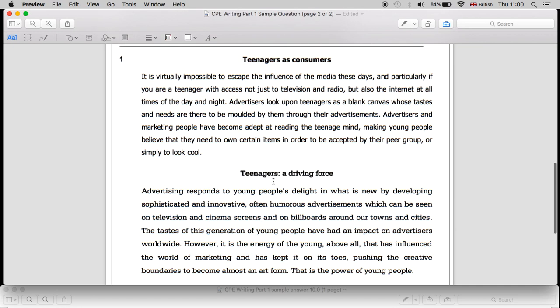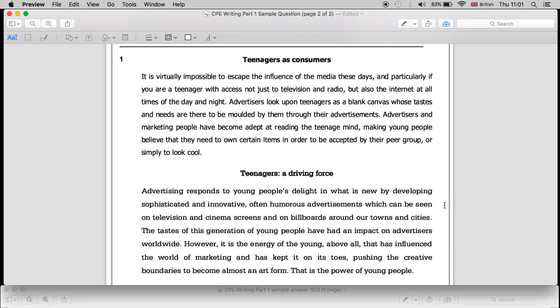Now the second text reads, "Teenagers, a driving force. Advertising responds to young people's delight in what is new by developing sophisticated and innovative, often humorous advertisements, which can be seen on television and cinema screens and on billboards around our towns and cities. The tastes of this generation of young people have had an impact on advertisers worldwide. However, it is the energy of the young above all that has influenced the world of marketing and has kept it on its toes, pushing the creative boundaries to become almost an art form. That is the power of young people."